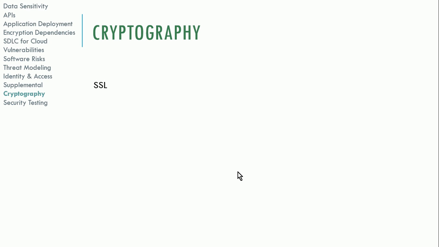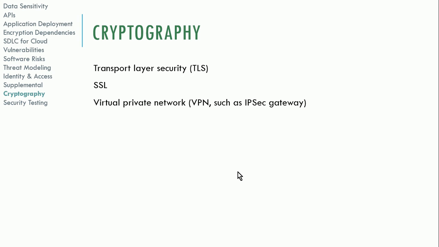Cryptography. We talked about encryption before, but the mechanisms that are used for encryption, these different protocols, it's good to understand them for application security. TLS, or Transport Layer Security, as well as SSL, can work to encrypt our data in transit. It's not typically used for data at rest, usually for data in transit.